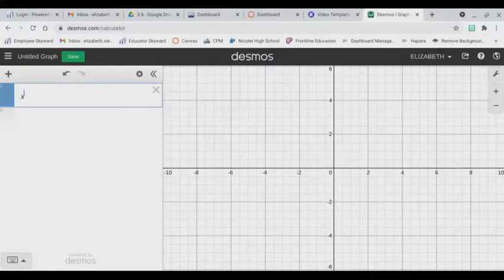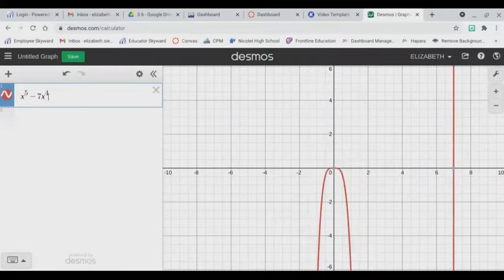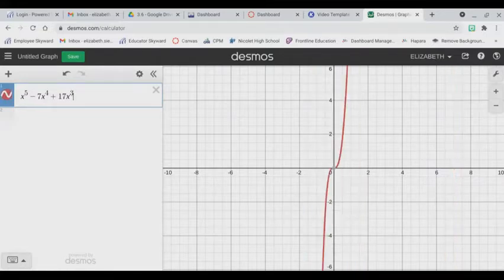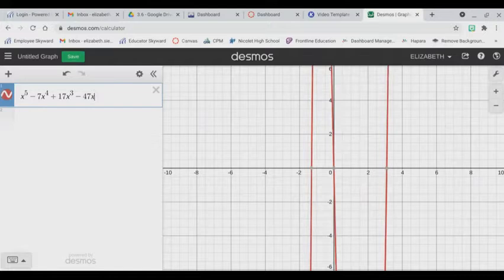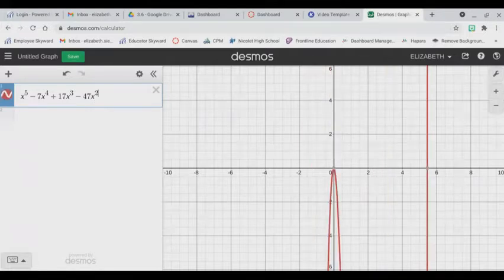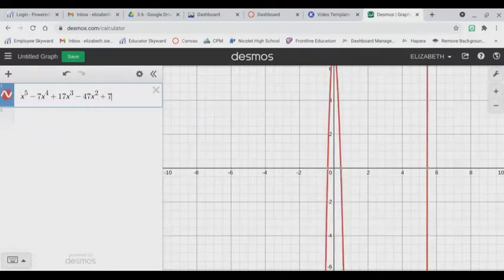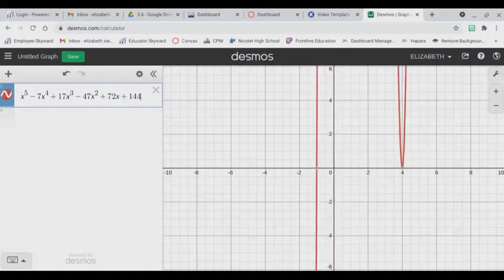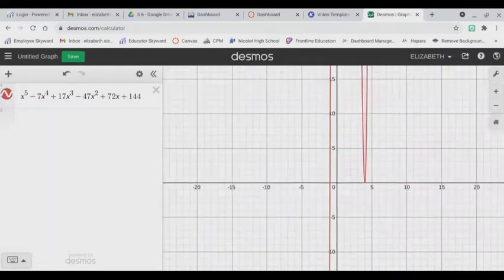So I have x to the fifth minus 7x to the fourth plus 17x to the third minus 47x squared plus 72x plus 144. Okay, and you can see that we kind of have what looks like a polynomial function, but we don't have a very good visual of what it looks like. So there's a couple of ways that you can do this. You can zoom in on your Chromebook and you can zoom in your X and your Y's.